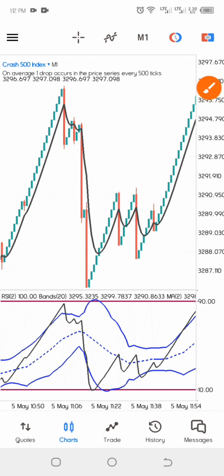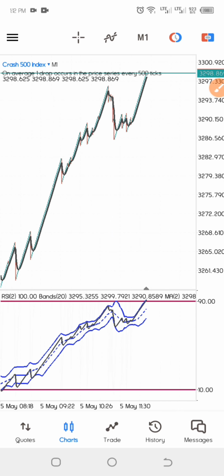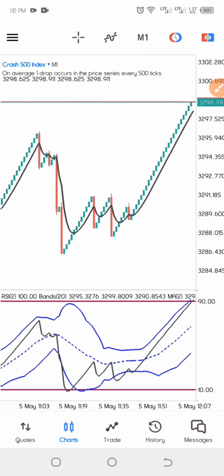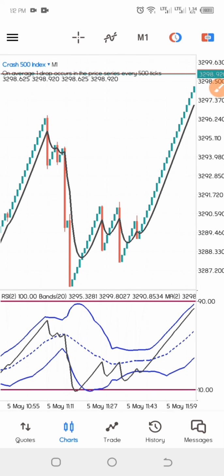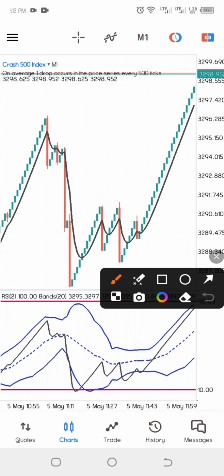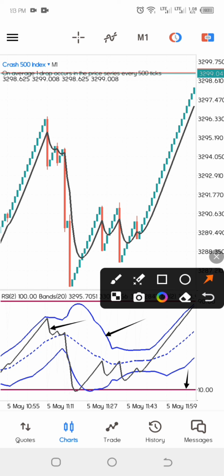Okay, so for the zoom level, before I forget, the zoom level should always be at the third zoom level. You can see the third zoom level, so that is the zoom level we are going to be using for this strategy. Now, firstly, we want to pay close attention to our indicator, which you can see right here. This is the RSI line, the blue line is the Bollinger Bands line, and the black line is the moving average, and the line you are seeing on the main chart is the moving average as well. So you guys have to know that down.